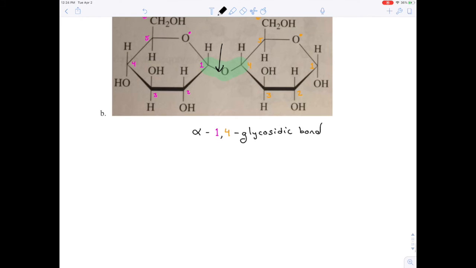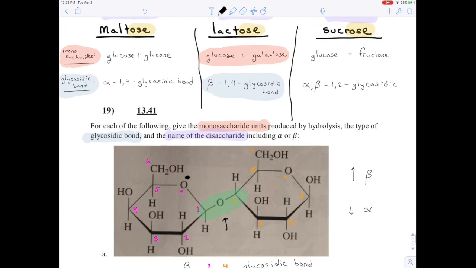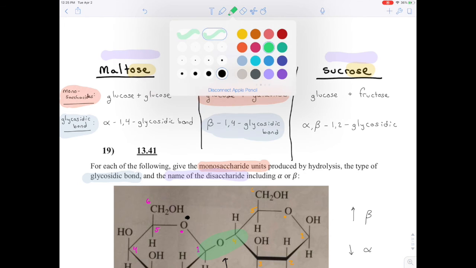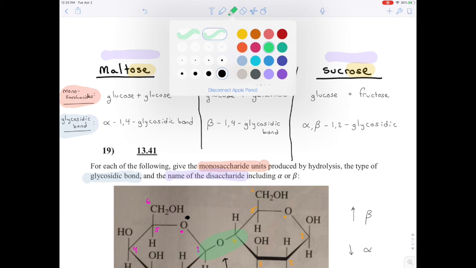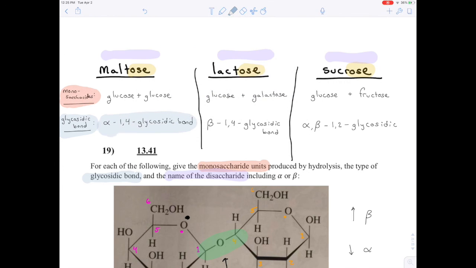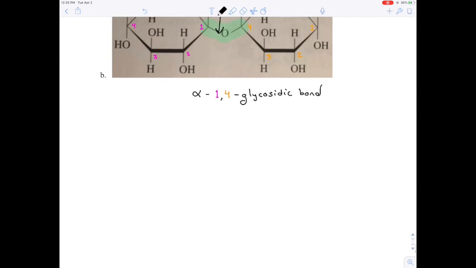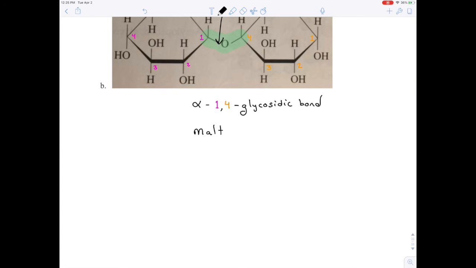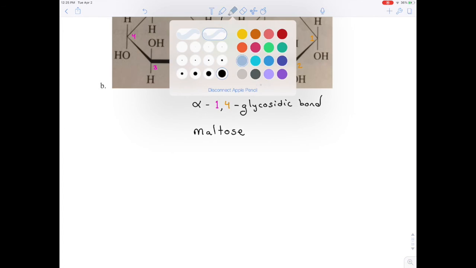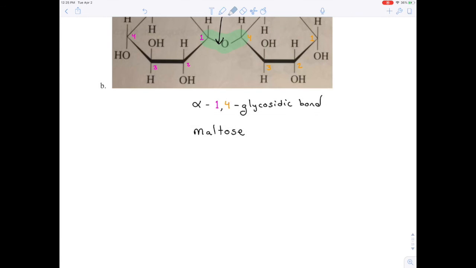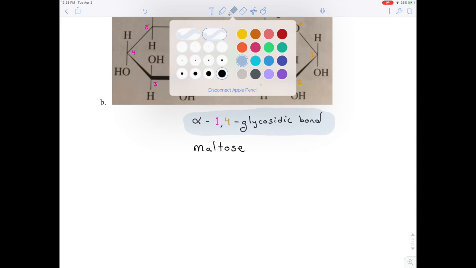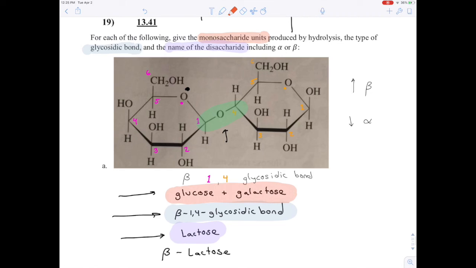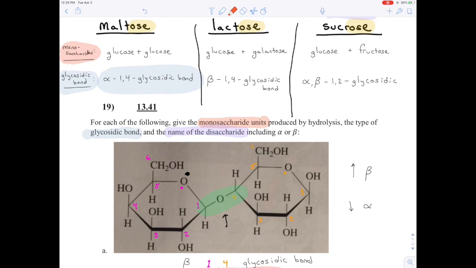Okay. Now, alpha-1,4 glycosidic bond, that you would refer to your memory and see is maltose. That's the only one that has an alpha 1,4 glycosidic bond. So we know that this must be maltose. Okay, so we figured out two things so far. One is the glycosidic bond, which was an alpha 1,4 glycosidic bond. Next was the disaccharide. The disaccharide was maltose.